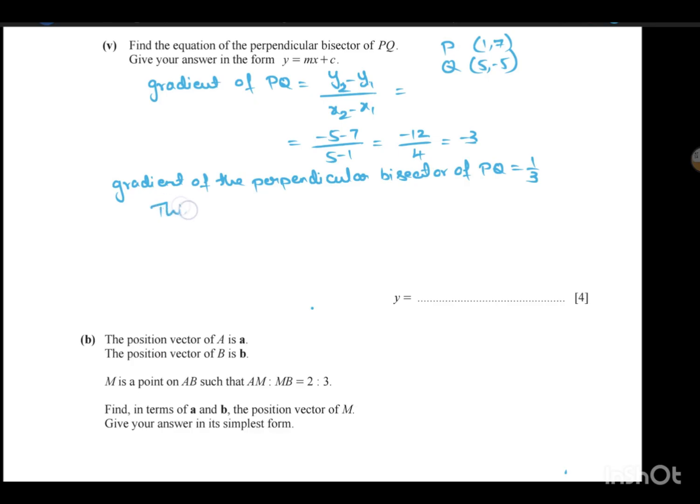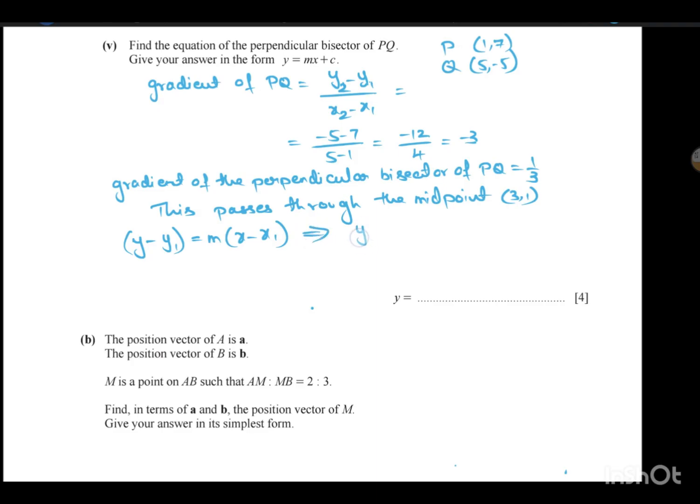So this passes through the midpoint (3, 1). So using the rule y minus y1 equals m into x minus x1, where (x1, y1) is the point through which the line passes and m is the gradient, we use this: y minus 1 is equal to 1 by 3 into x minus 3.